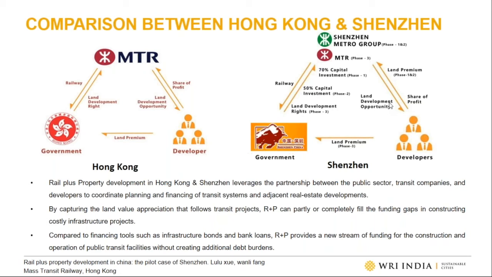By capturing the land value appreciation that follows transit projects, R plus P can partly or completely fill the funding gaps in constructing costly infrastructure projects. Compared to financing tools such as infrastructure bonds and bank loans, R plus P provides a new stream of funding for construction and operation of public transit facilities without creating additional debt burdens.